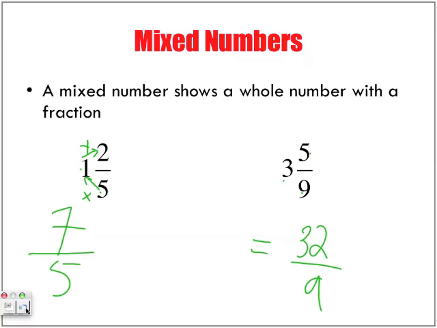Can that be simplified any further? Can we divide top and bottom by anything evenly? No. Well, there is a number. What is that number? 1, but we never use 1 because it doesn't change anything. Students will say, well, sir, we can divide it by 1. But 32 divided by 1 is 32, and 9 divided by 1 is 9. It doesn't change anything, so you've just added a pointless, time-consuming step.